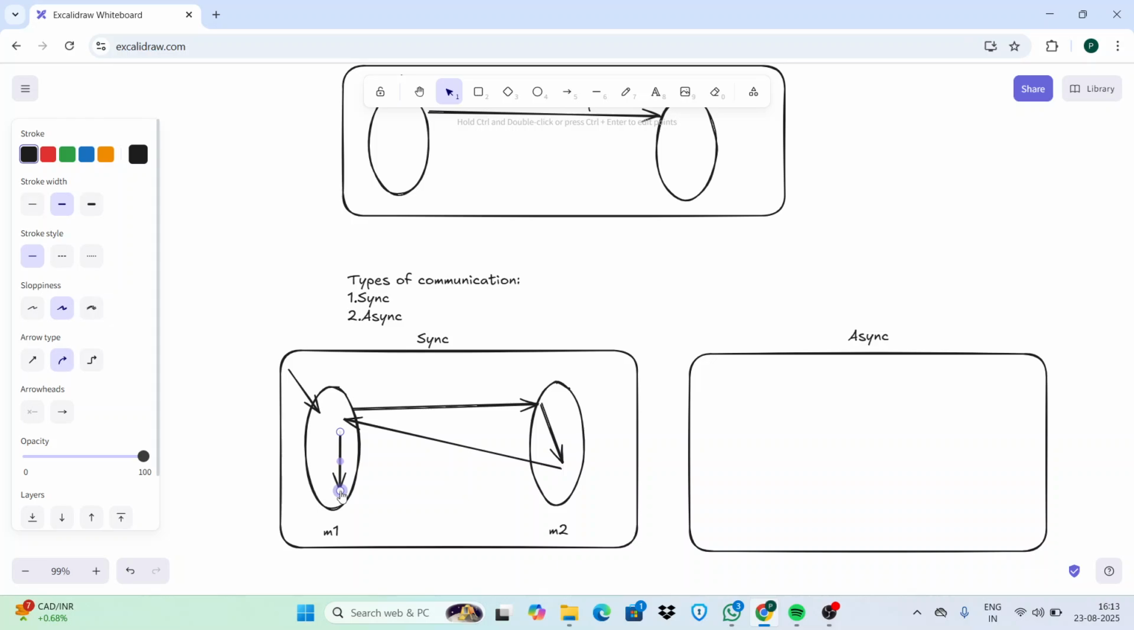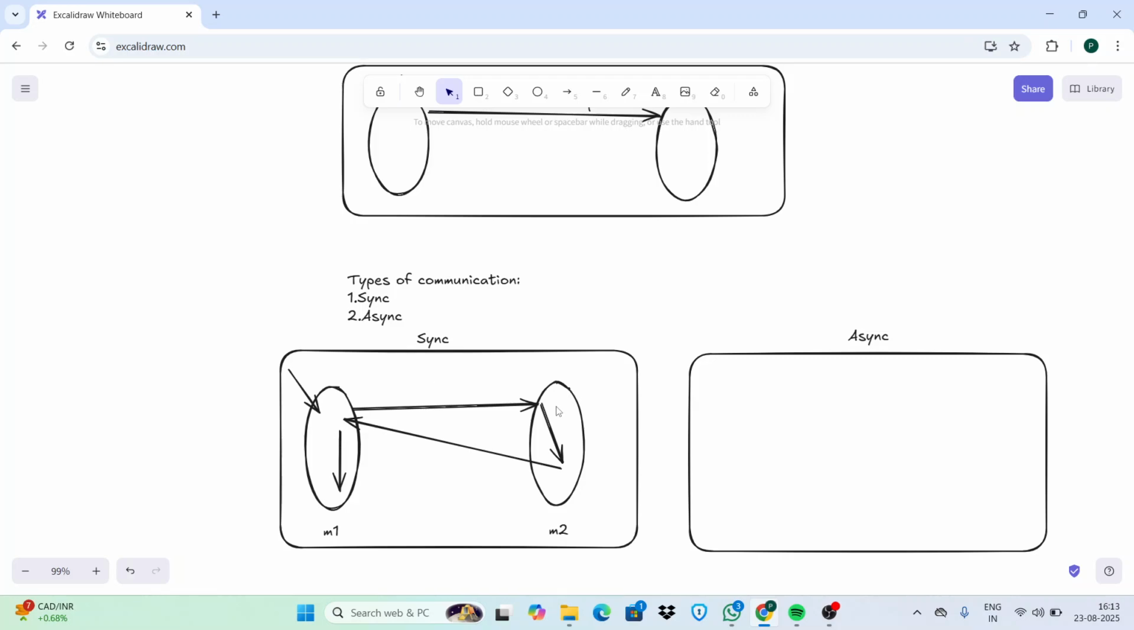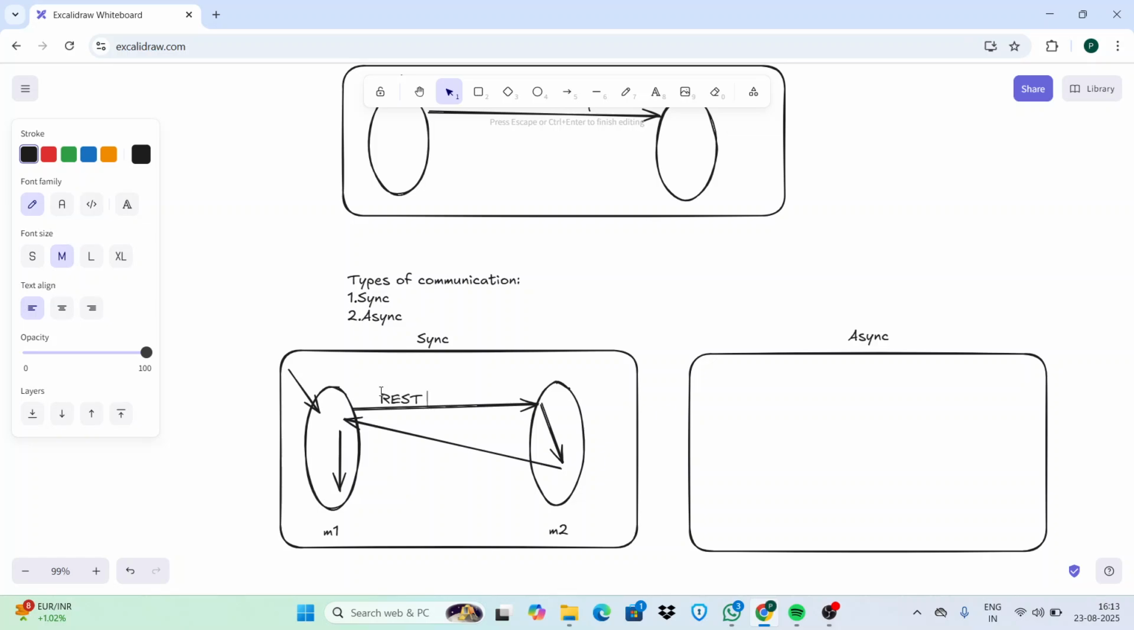That means in synchronous communication, M1 sends request to the M2 and waits until the response from the M2 comes. Once the response from the M2 comes, the communication gets further processed. So this is the synchronous communication. So it happens over REST over HTTP.